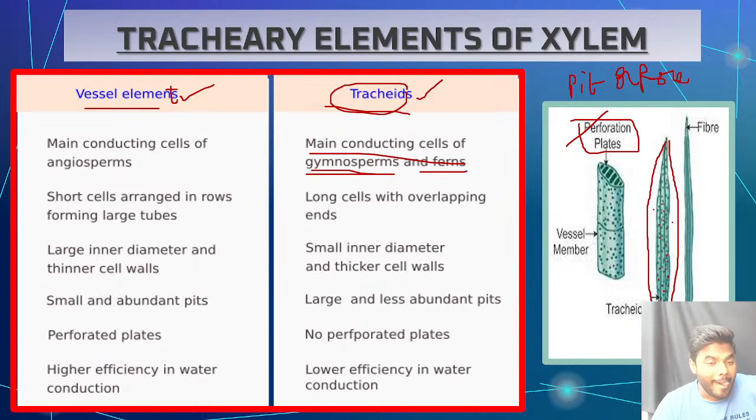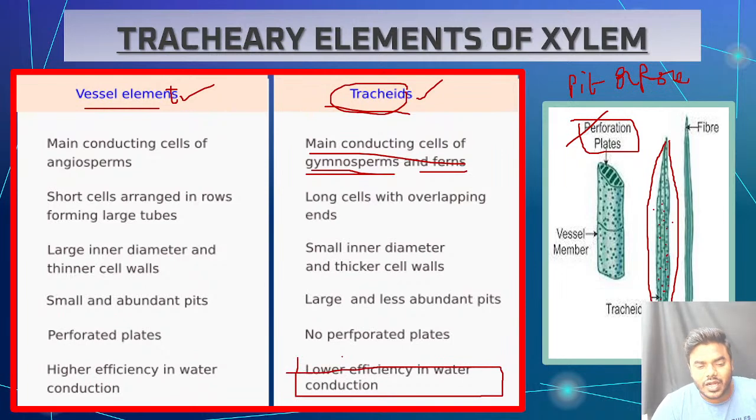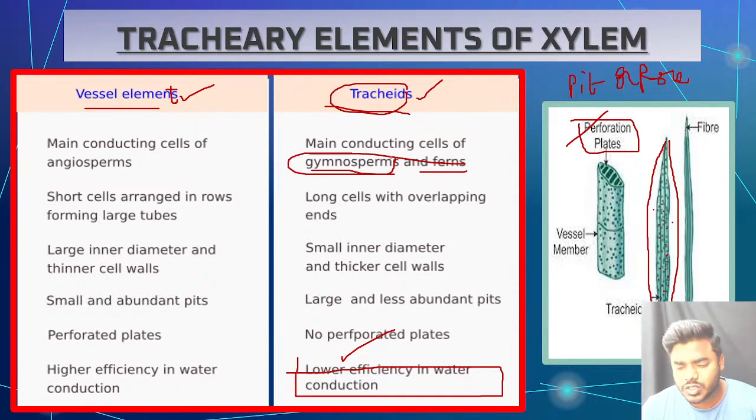Now, friends, we can say tracheids have very low efficiency in water conduction because no perforated plates are there. That's why they are present in the gymnosperm. Of course, gymnosperms are not as highly modified as the angiosperm.